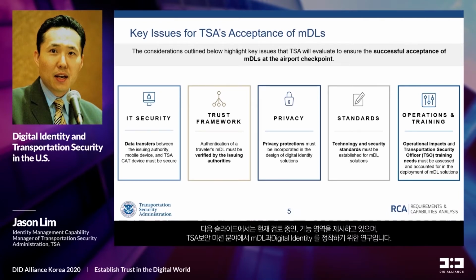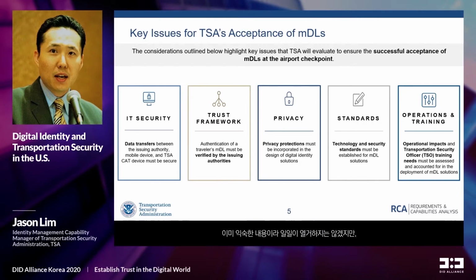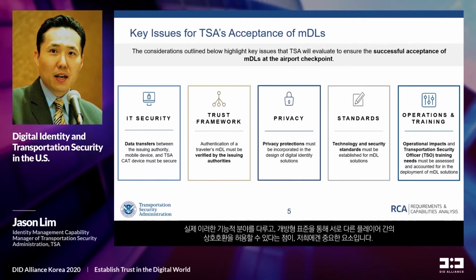These are the functional areas that we are investigating in order to make MDL and digital identity work in the TSA security mission space. Obviously, these are very familiar, and I'd have to call out each one separately. But equities in all these functional areas have to be satisfied in order for MDL to become an acceptable form of ID at the checkpoint. Therefore, we are very encouraged to see an ecosystem of standards emerging around MDL that can address these functional equities and allow for interoperability across different players via open standards. And that's key for us.